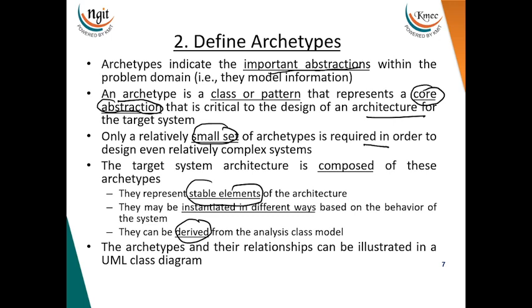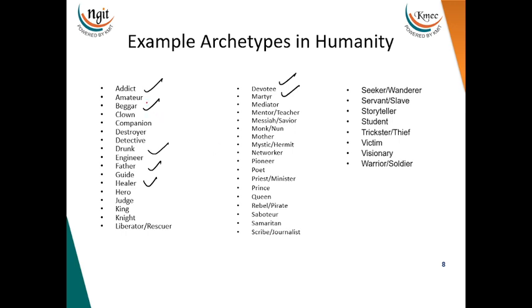Architectural context. Next we move on to defining archetypes. Archetypes indicate important abstractions within the problem domain, meaning an important domain for it. Archetypes are also classes or patterns that represent core abstractions. What do you mean by core abstraction? I'll tell you. An example of an archetype: what do you mean by he is addicted to it? He is drunk. How did he get drunk and everything.